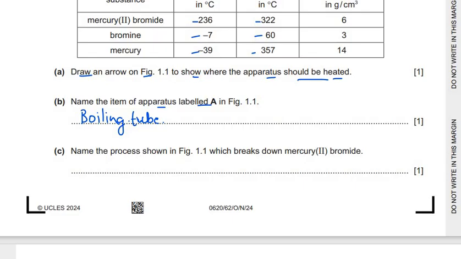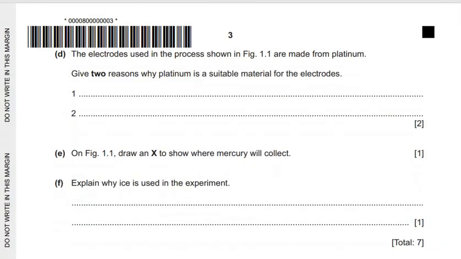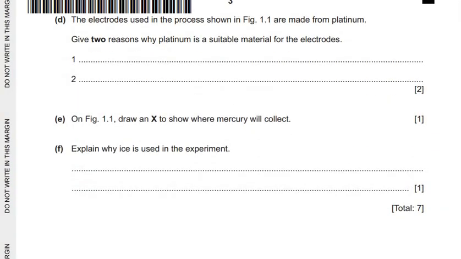Okay, name the process shown in figure 1.1 which breaks down mercury bromide. Now the process name is electrolysis. Electrolysis is the process with the help of which we can break down ionic compounds into their elements by the passing of electricity.